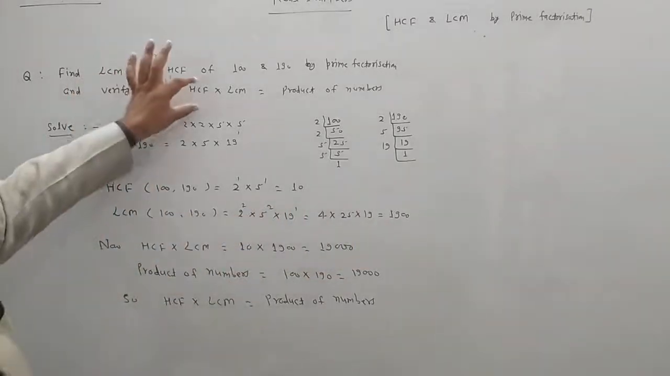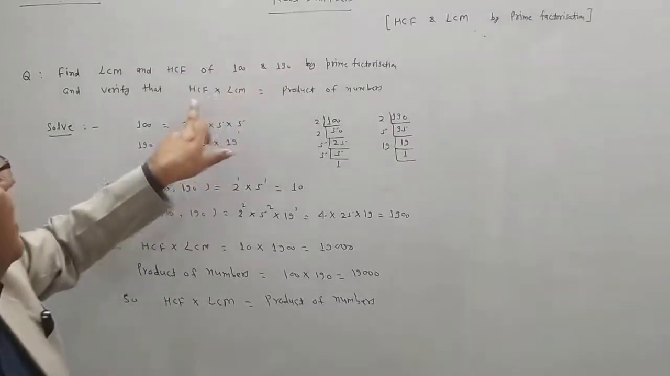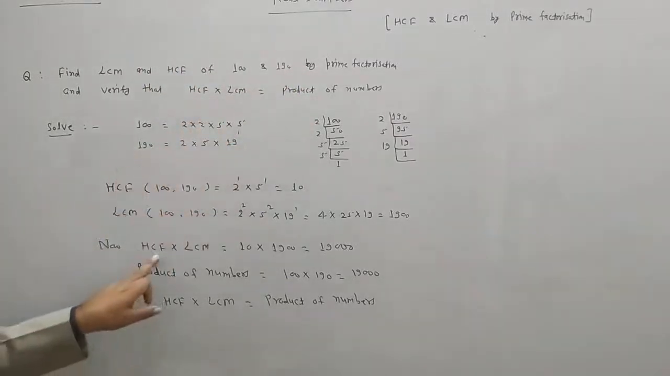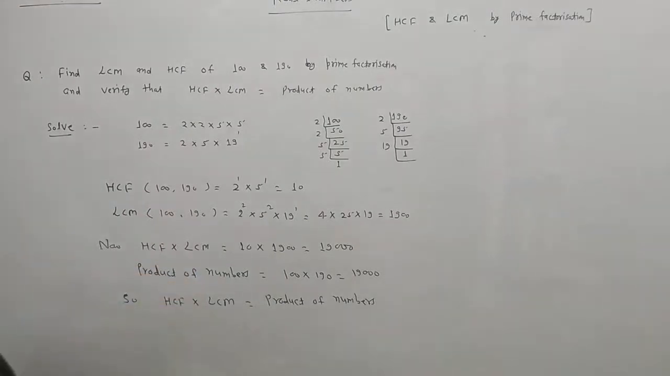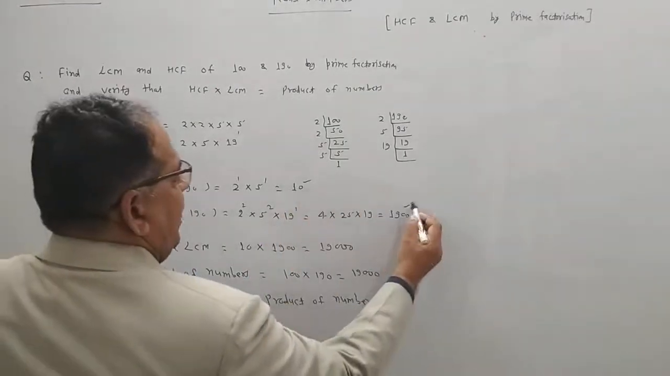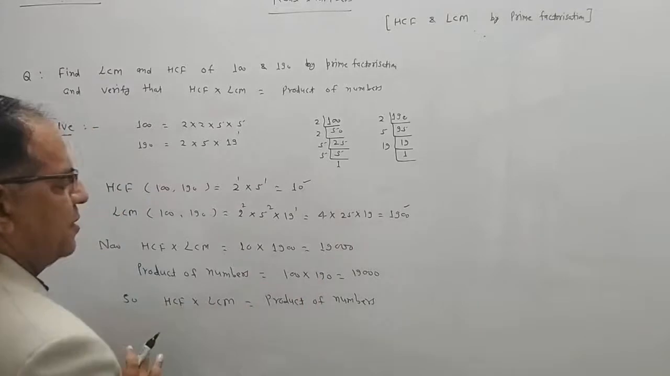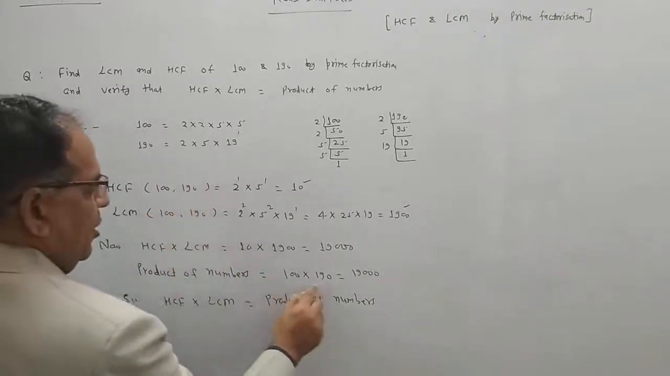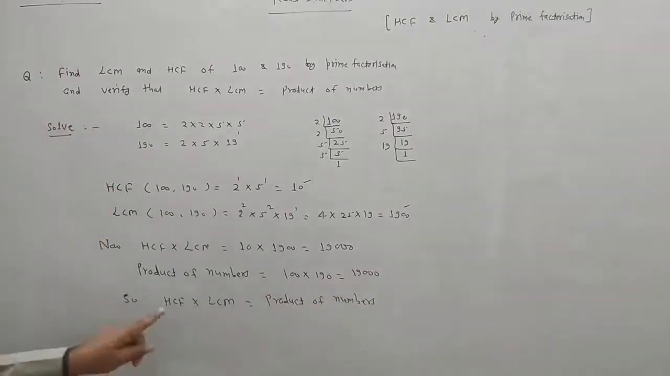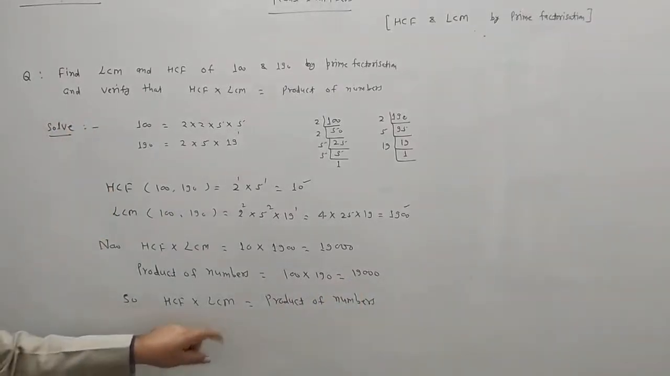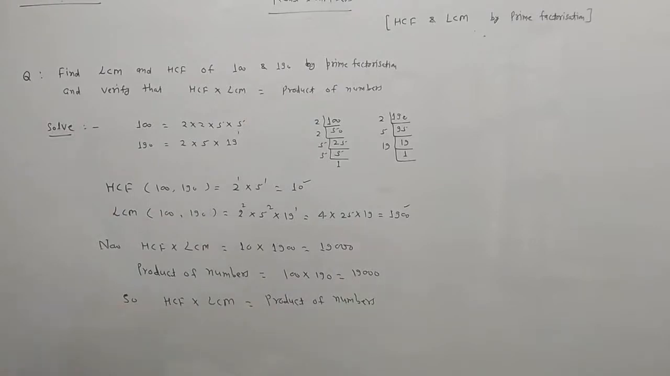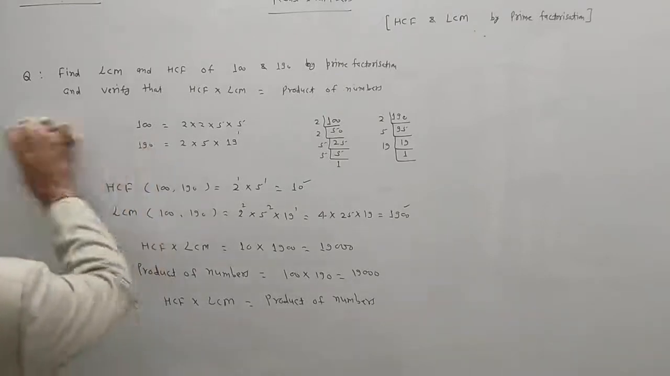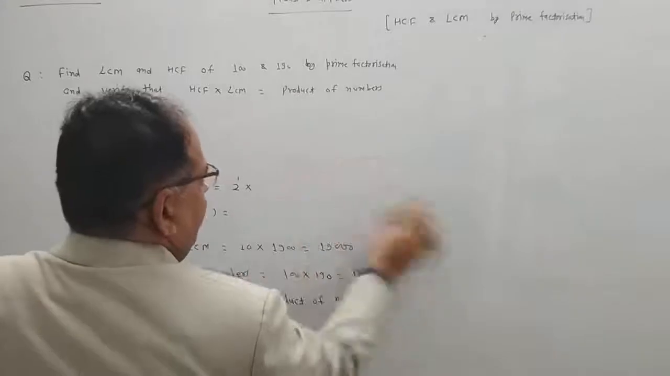Now we verify this equation, HCF into LCM. So HCF into LCM, the two numbers are 10 and 1900. This is 19,000. Similarly, the product of these numbers 100 and 190 is also 19,000. So this is a verification that the product of HCF and LCM is equal to the product of the numbers. Now we take one more problem based on this formula.